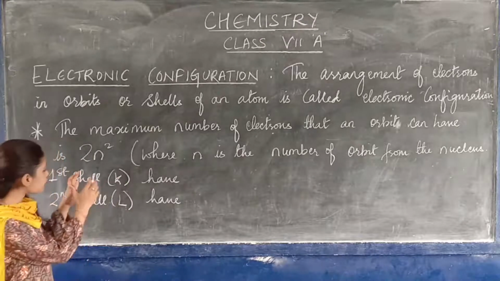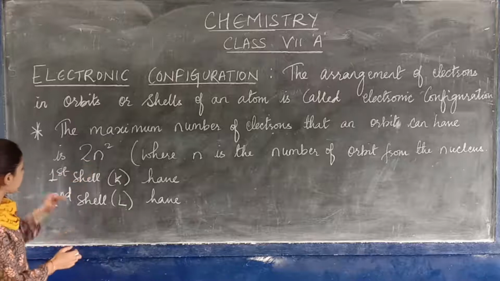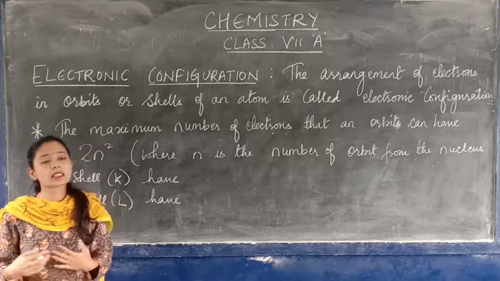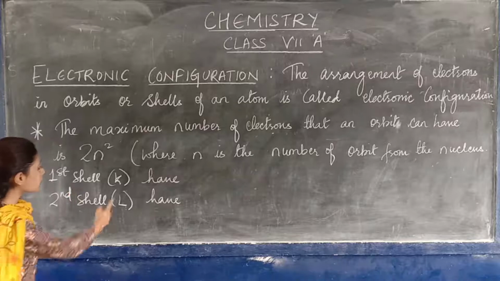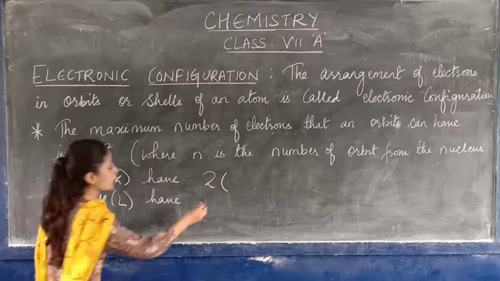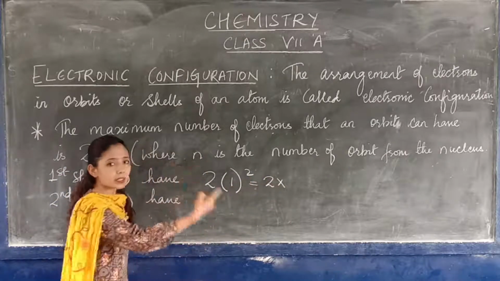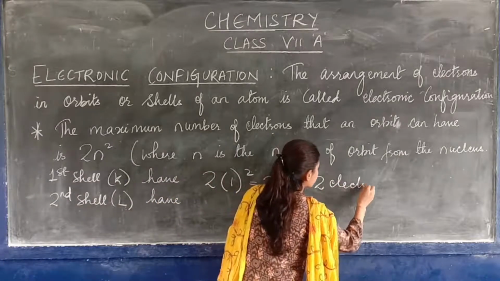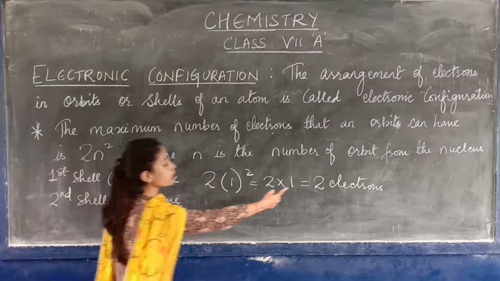So what is it for the first cell? For the first cell, the value of n will be 1. The first cell is denoted by K, the second cell is denoted by L, the third is M, and so on. So the first cell K will have 2 into, in place of n, 1 square. 1 square means 1 into 1, so it is 2. So the first cell can hold 2 electrons.